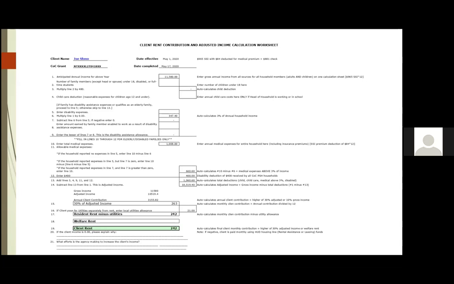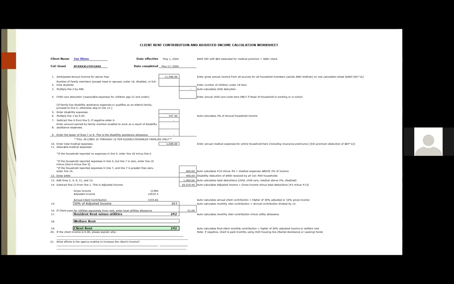The sheet automatically subtracts 3% of the gross income from the medical expenses, so that the medical expenses indicated in line 11, auto-calculated, are $660.60, which is 1,008 minus 347.40. $400 in line 12 is the disability deduction that applies to every PSH household, so that the total deductions, $1,060.60, is the combination of the medical premiums above 3% of income and $400 for disability.